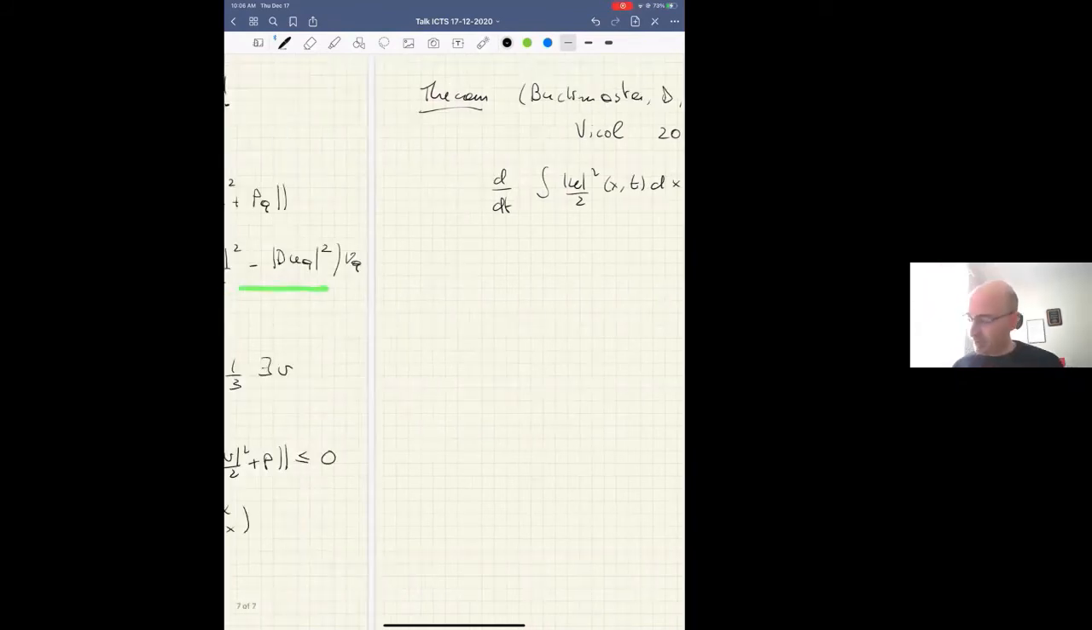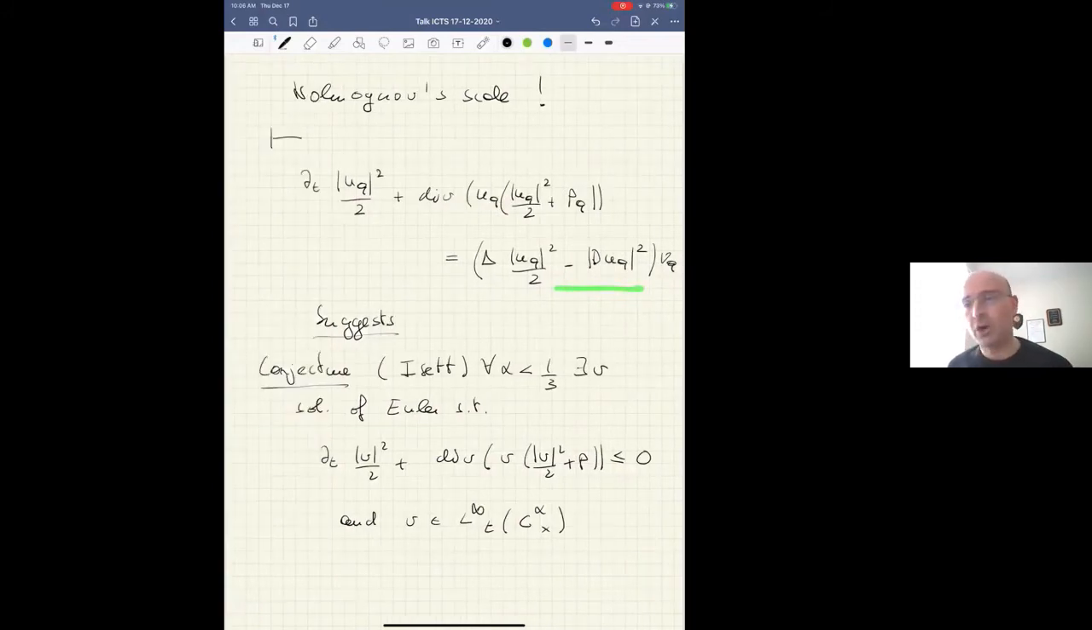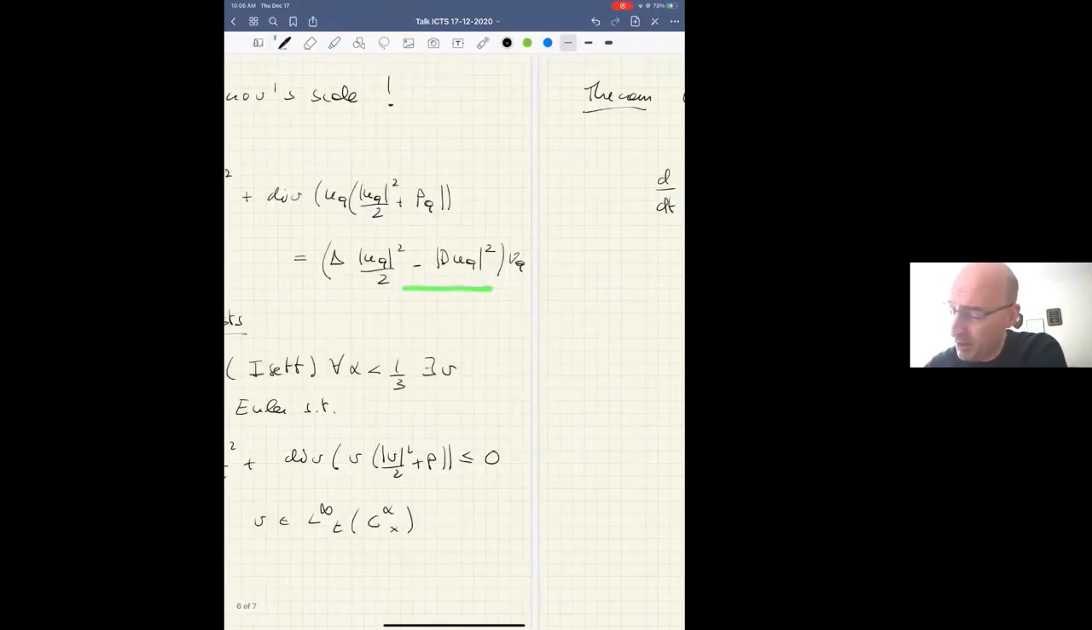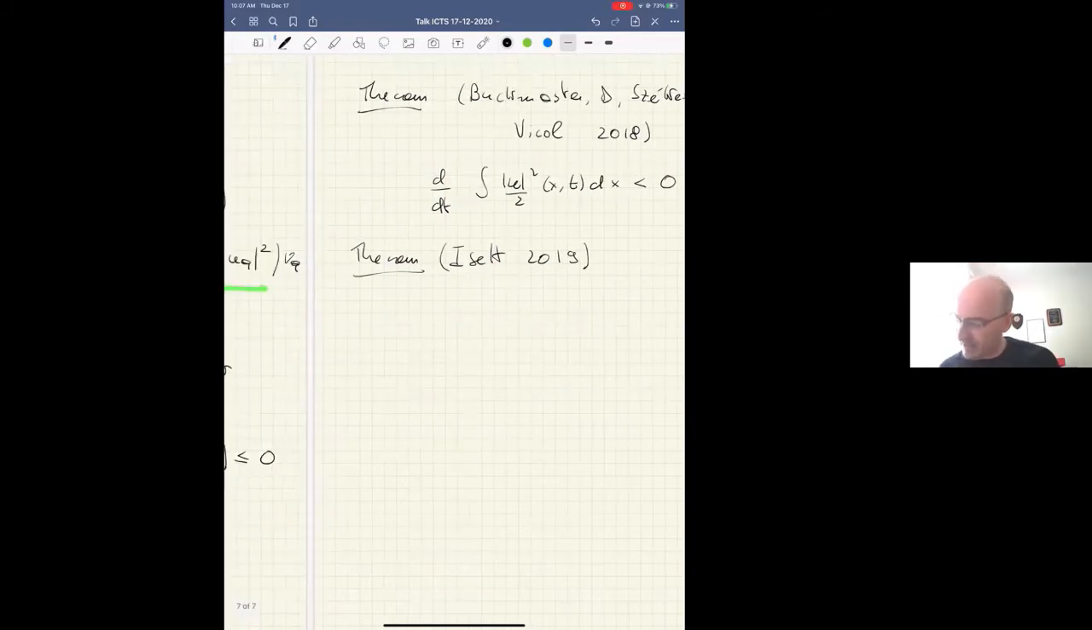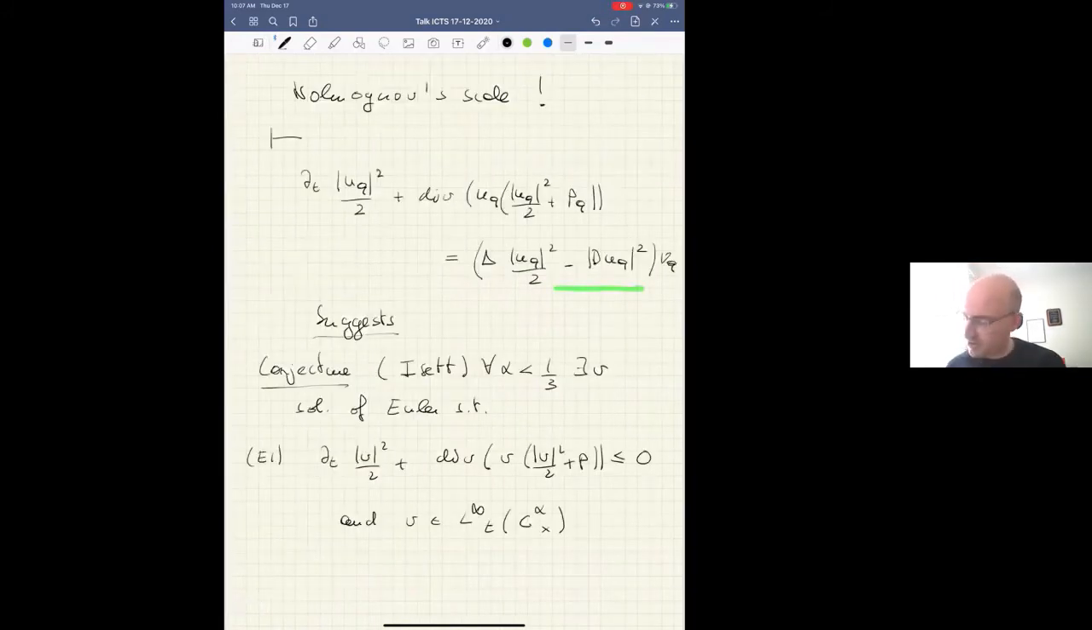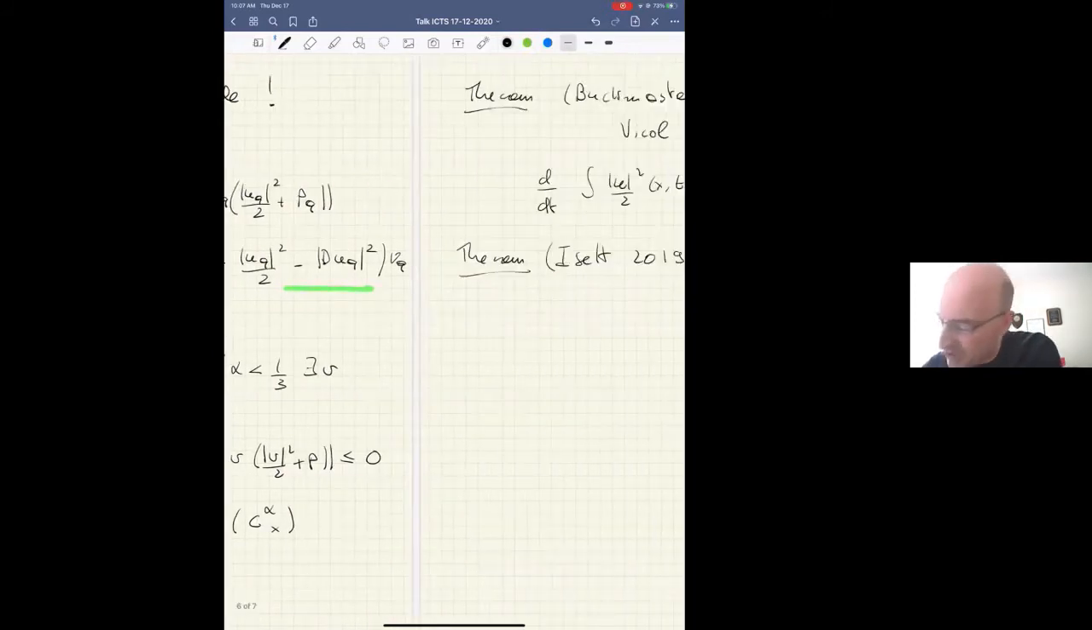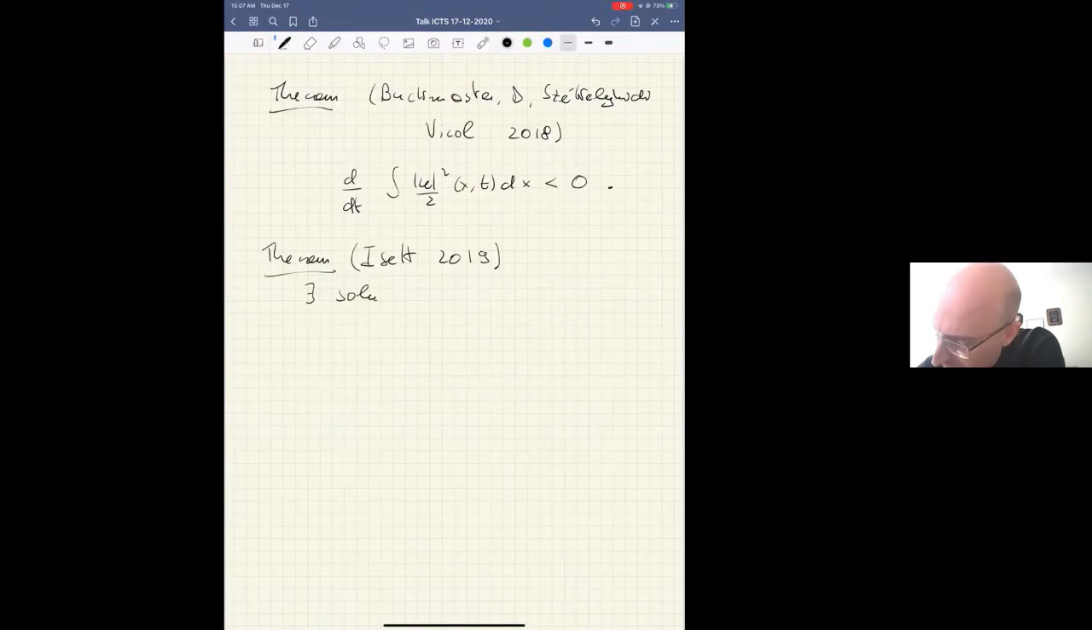So now, what is interesting is that on this conjecture, we are actually pretty far from getting the Onsager exponent, right? So there's a theorem by Isett, and this is essentially 2018, maybe 2018, 2019. And the theorem is saying that there are solutions of Euler which satisfy the energy inequality if alpha is less than 1 over 15.